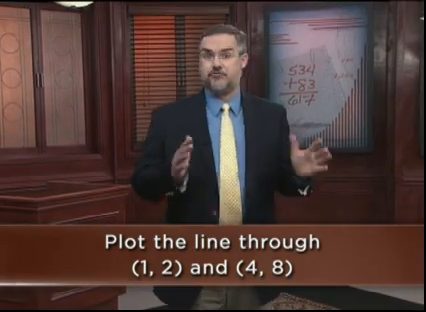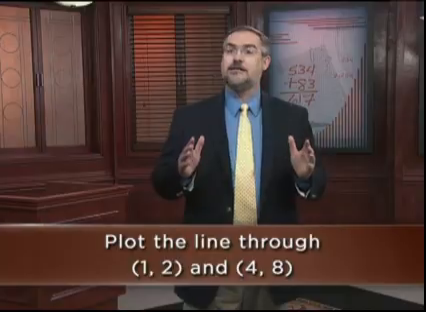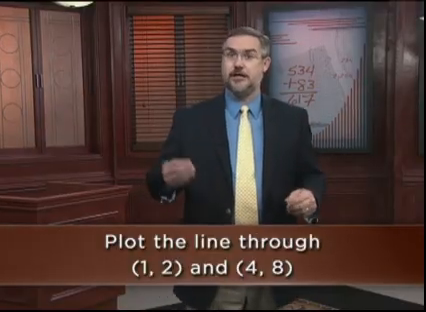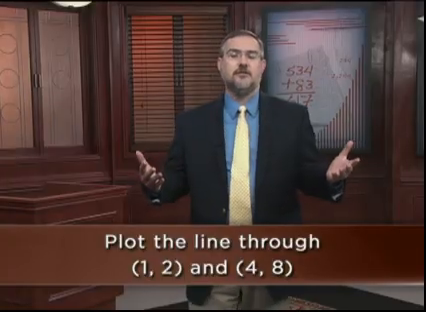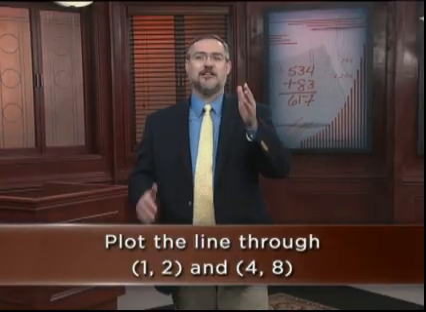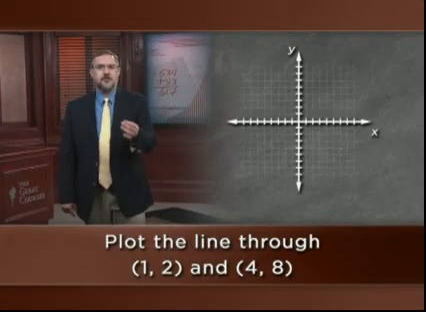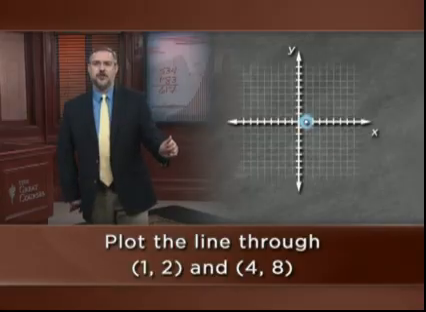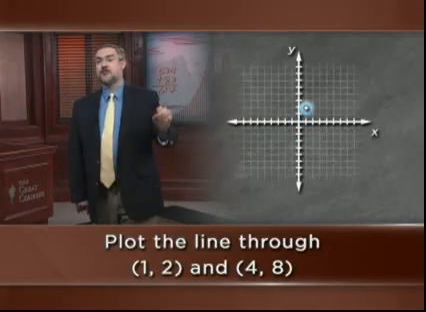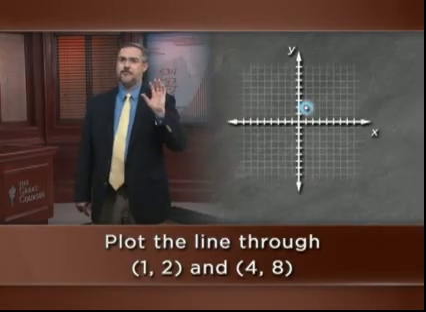Well, this problem is really just like the problems that we just did a moment ago. I need to plot each of these points separately. I'm going to do it on the same set of axes though, and then I'll just connect the dots. So let's first plot 1, 2. Well, this is the point which is 1 unit to the right of the origin and then 2 units up. And so it lands in quadrant 1 and it can be plotted pretty quickly.